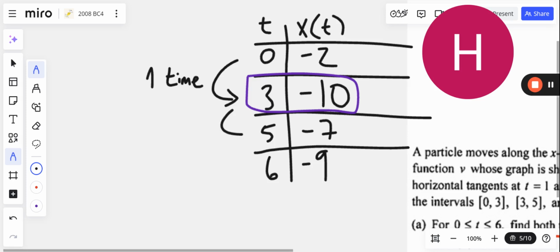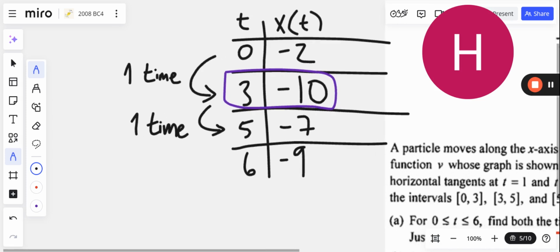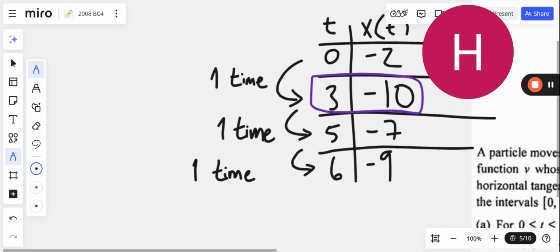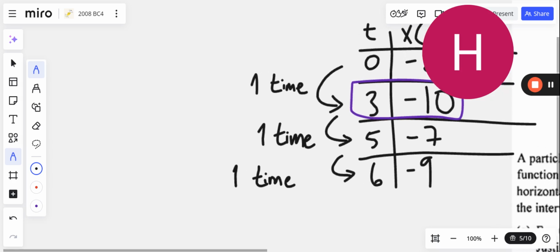And then from 3 to 5, the position goes from -10 to -7. So again, the position had to cross through -8 when it's becoming more positive. And then from times 5 to 6, we get that the position is -9. So again, we have the position going through. If we were keeping track of the position, we might do something like this: -2, and then at 3 seconds, here's our threshold of -8.